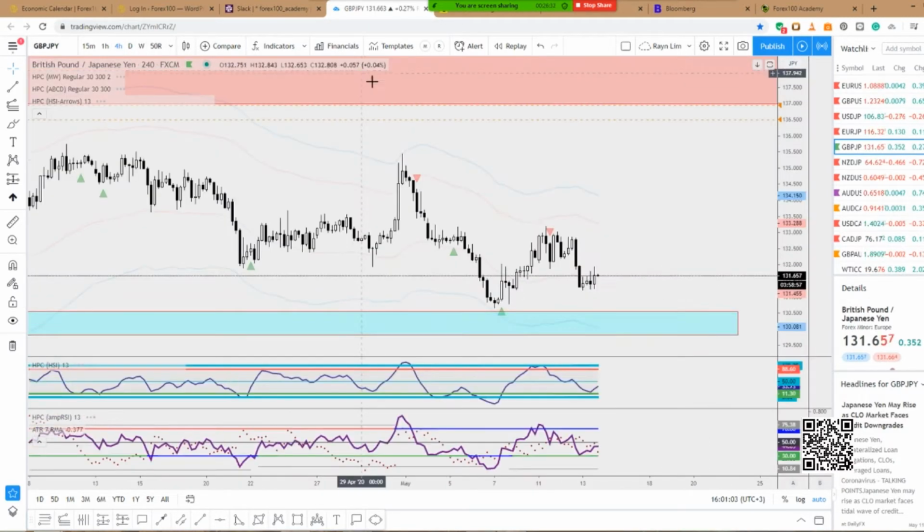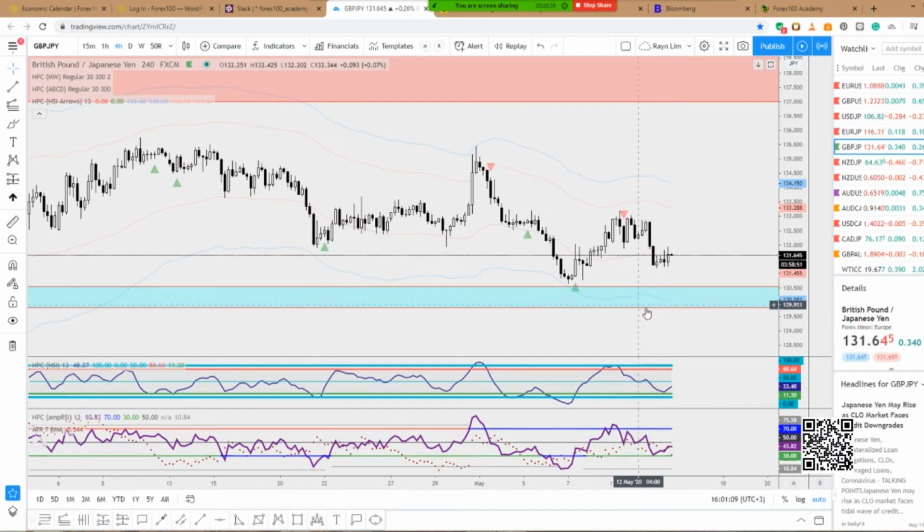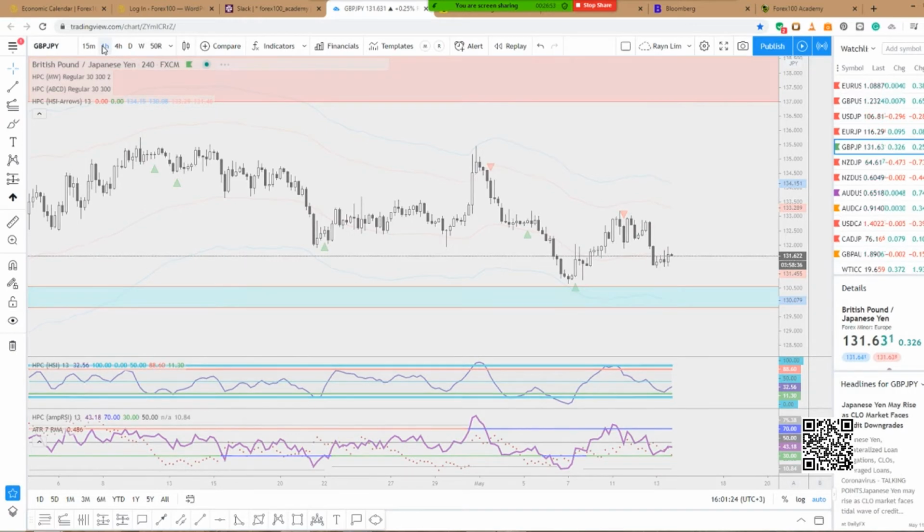To the 4-hour chart. 4-hour chart, basically this blue box is my buying price, and the red box is a selling price I'm looking at. So at the bare minimum, if let's say I'm looking for a support resistance trade at 130.81, I'll be waiting for a buying opportunity at this level. Okay, so to the 1 hour.